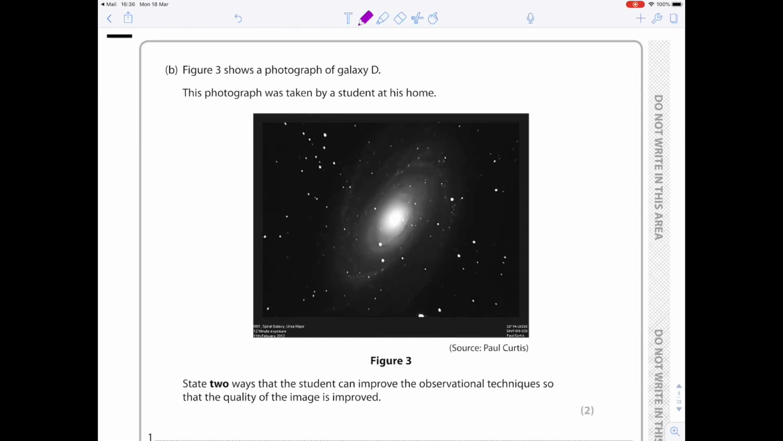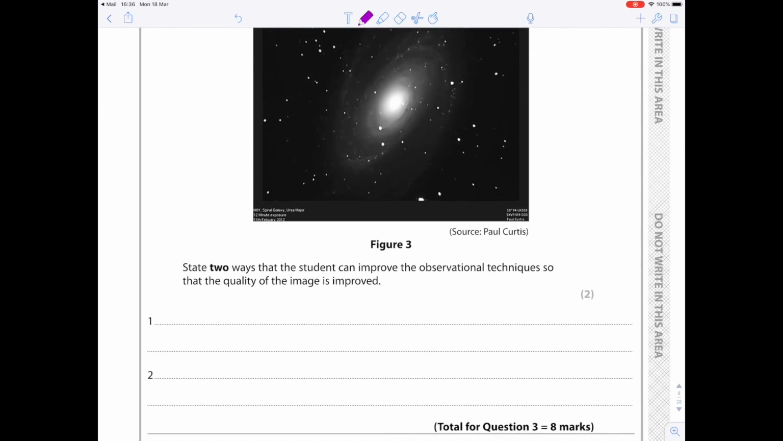B. Figure 3 shows a photograph of galaxy D. The photograph is taken by a student at his home. State 2 ways that the student can improve the observation techniques so that the quality of the image is improved. Some of this will be common sense. So for me, that would be move your telescope to better viewing conditions. And that's actually why a lot of these satellites are found in deserts. There tends to be very little light pollution, very clear skies.